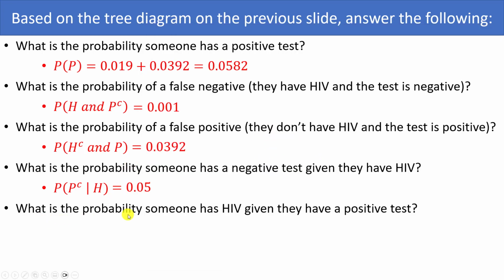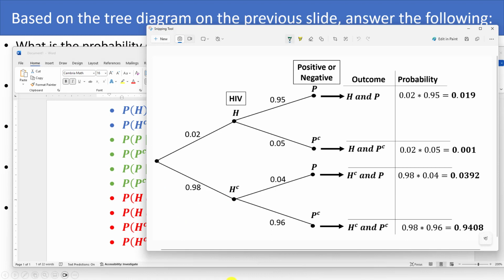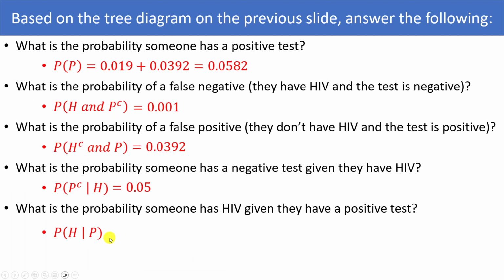And finally, the last question, what is the probability someone has HIV given that they have a positive test? So once again, we have another conditional, but this one is actually kind of a switched one, right? The chance that someone has HIV given that they have a positive test. So if we look back at our sheet here that has all the probabilities written down, we don't have any of the probabilities that are conditional with H first, right? All of our conditionals have P first, because if we look back at the tree, the first branch is related to H, so they're all going to be given some form of H. So we don't actually have this probability directly from our tree diagram. So how can we find this?